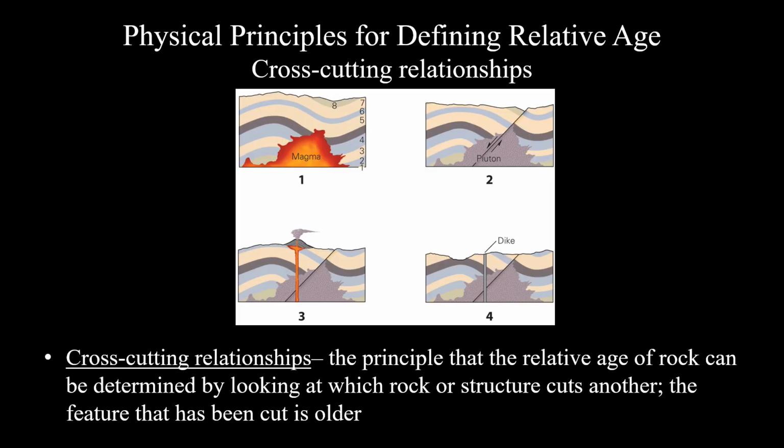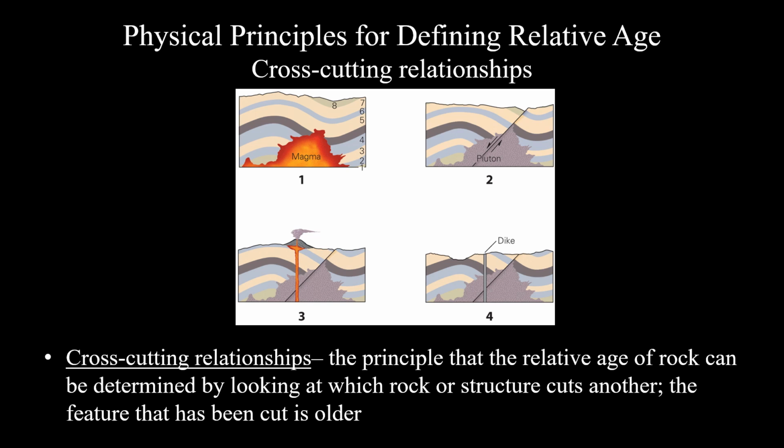Another new principle that we're going to use to figure out the timing of things is cross-cutting relationships. Cross-cutting relationships is essentially the principle that the relative age of a rock can be determined by looking at which rock or structure cuts another. I like to use the analogy of a piece of paper and some scissors. In order for the scissors to cut, the paper must already exist. The feature that has been cut, the paper, must be older than the thing that's doing the cutting, right?